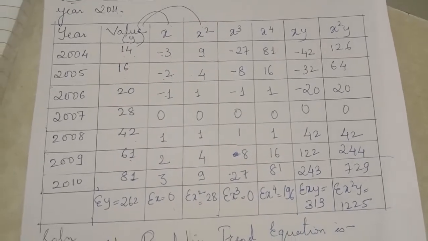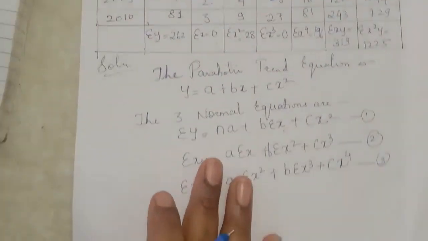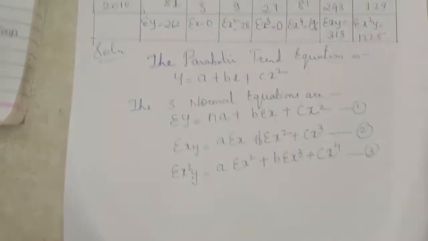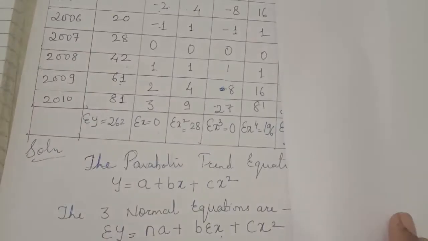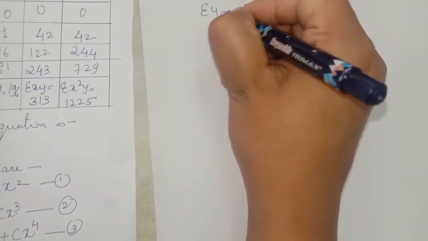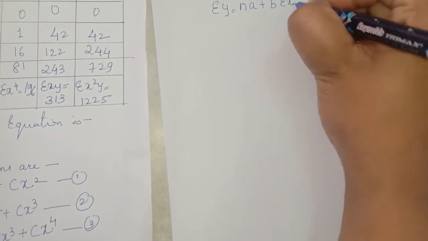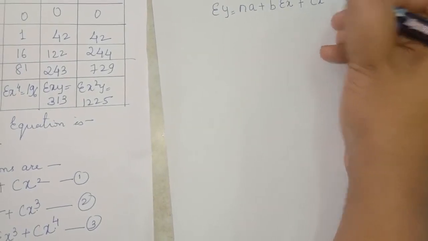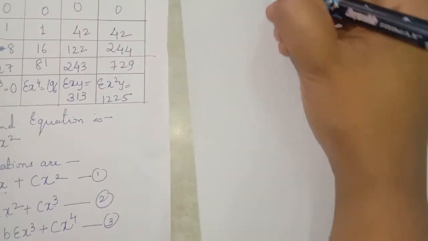Now let us start. I have written the main equation and the normal equations. I'll take one more page. Now see here, first take the first normal equation, that is summation y is equal to na plus b summation x plus c summation x square. So this is your first normal equation. Now fill the values in this.